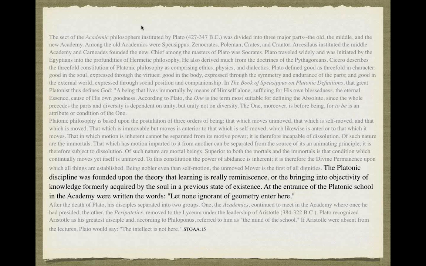The Platonic discipline was founded upon the theory that learning is really reminiscence, or the bringing into objectivity of knowledge formerly acquired by the soul in the previous state of existence. At the entrance of the Platonic school, in the academy, were written the words, "Let none ignorant of geometry enter here."